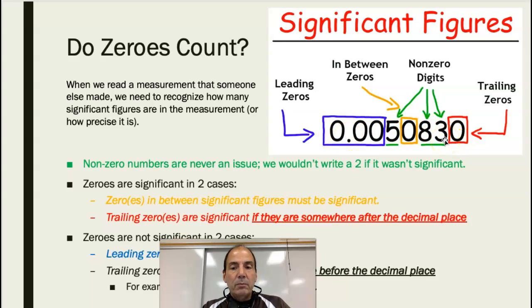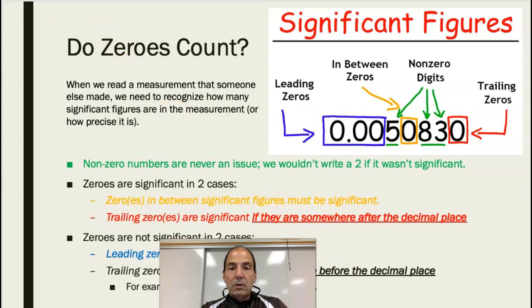What's the difference between 0.005083 and 0.0050830? Mathematically, there is no difference. But by putting that zero, I'm saying I measured another digit. I'm trying to show that my measurement is a little bit more thorough. So keep that in mind.